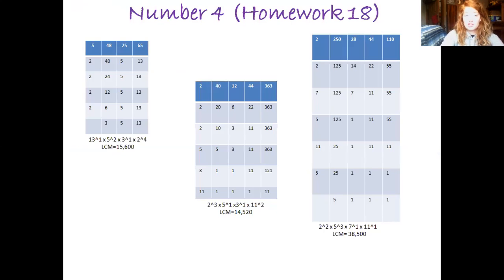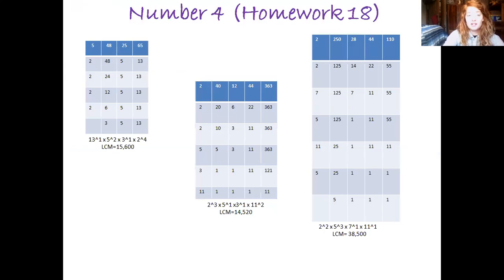So now we can use a 2. 48 divided by 2 is 24. 5 divided by 2 is not possible, so bring the 5 down. 13 divided by 2 is not possible, bring the 13 down. We'll use 2 again. 24 divided by 2 is 12, so bring the 12 down. 5 does not go into 2, so you bring the 5 down. 13 does not go into 2, so you bring the 13 down. 12 divided by 2 is 6, so that's a 6. Bring the 6 down.